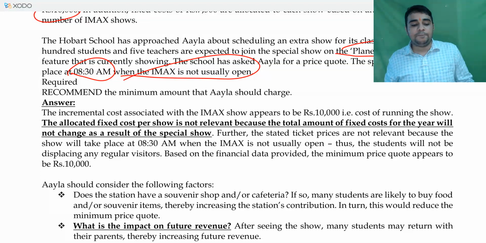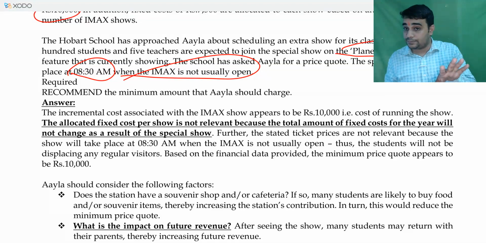Further, the ticket prices are not relevant because the show will take place at 8:30 a.m., when the IMAX is not usually open. Thus, the students will not be displacing any regular visitor. Based on the financial data provided, the minimum quote appears to be 10,000.